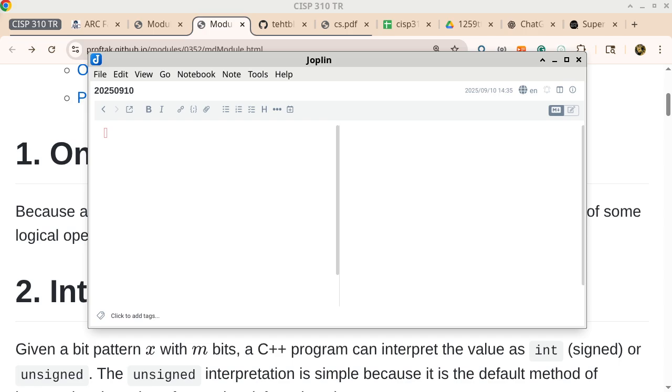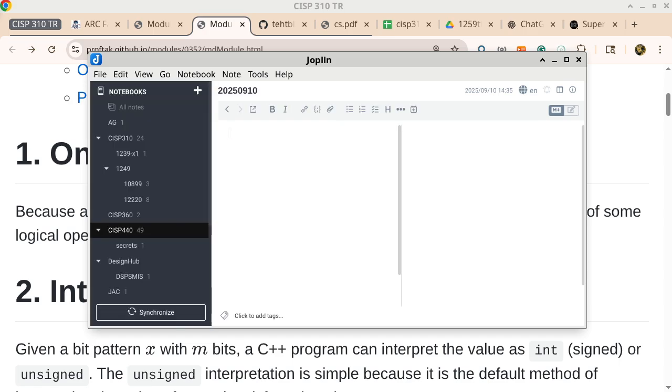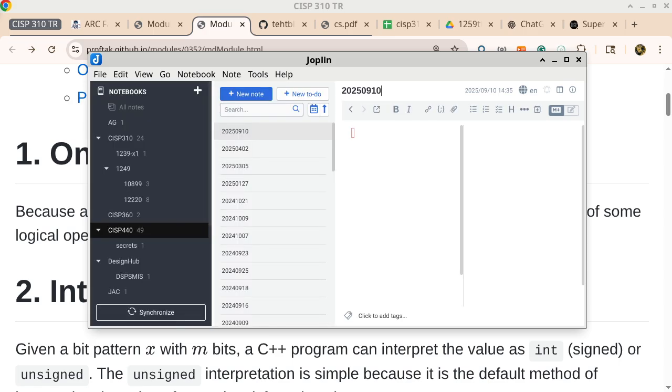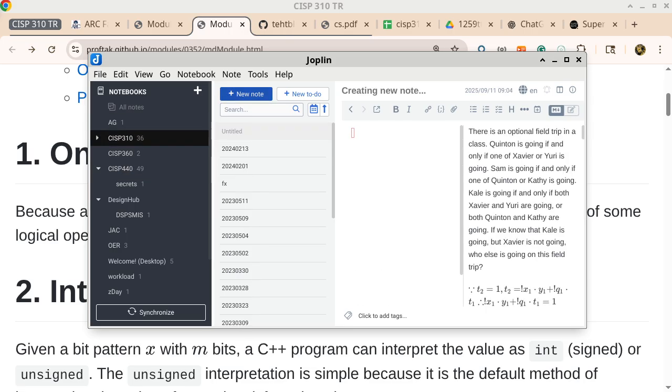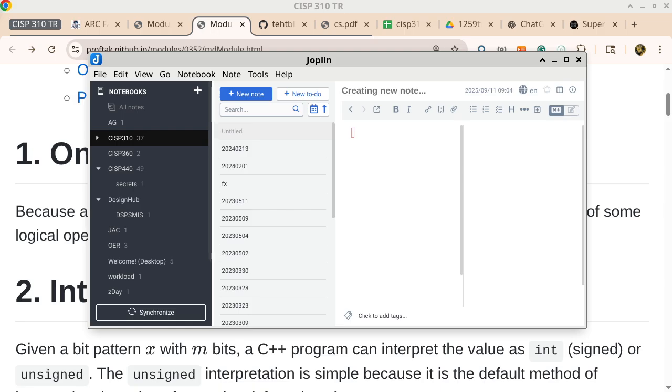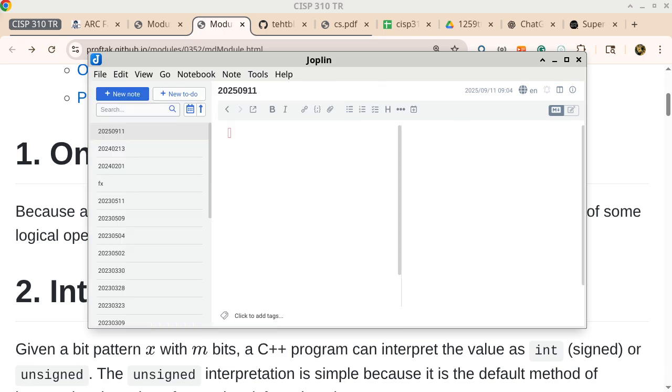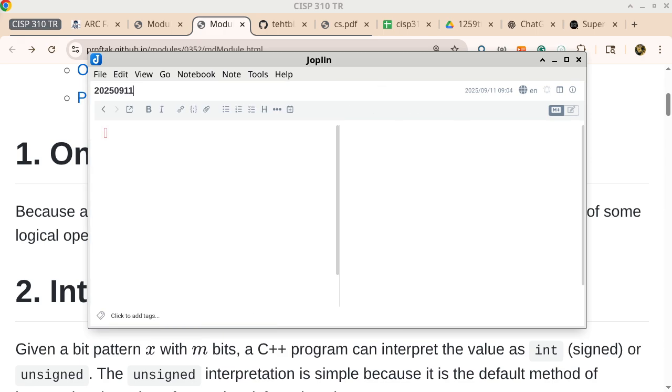All right, so getting back to Joplin. If you don't know what Joplin is, it's okay, it's better for me just to show it. So I'm going to the CISP 310 folder, and I'm just going to create a new note here. In a certain way, it is a note-taking mechanism, but it is something that requires a little bit of getting used to. So let me illustrate what I mean by getting used to.